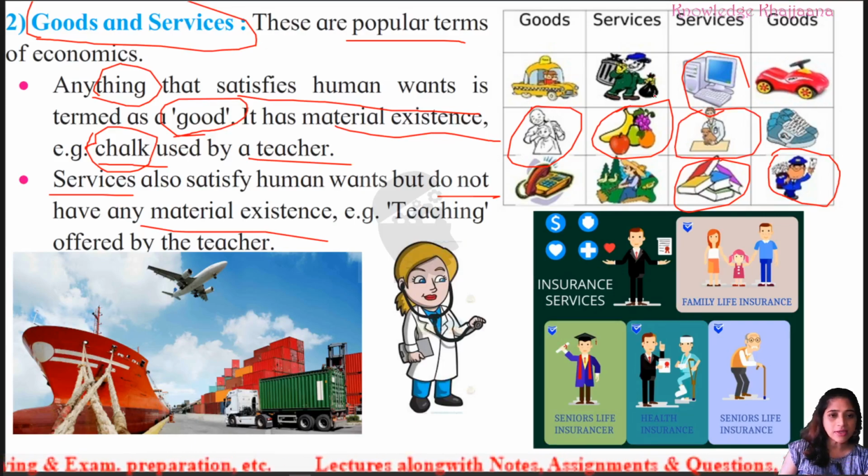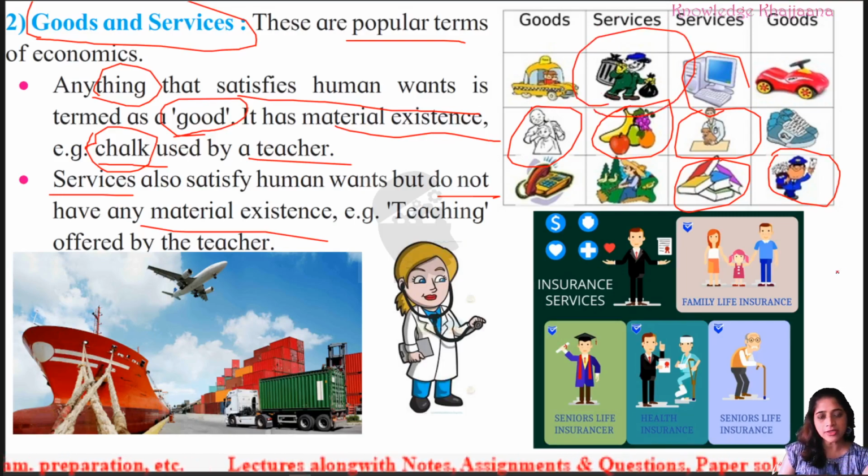This is another example. See, what is this person carrying? This person is carrying the garbage from our home. So these are services. We cannot call these goods. These are the different services offered by these different servicemen. Telephone is a good.